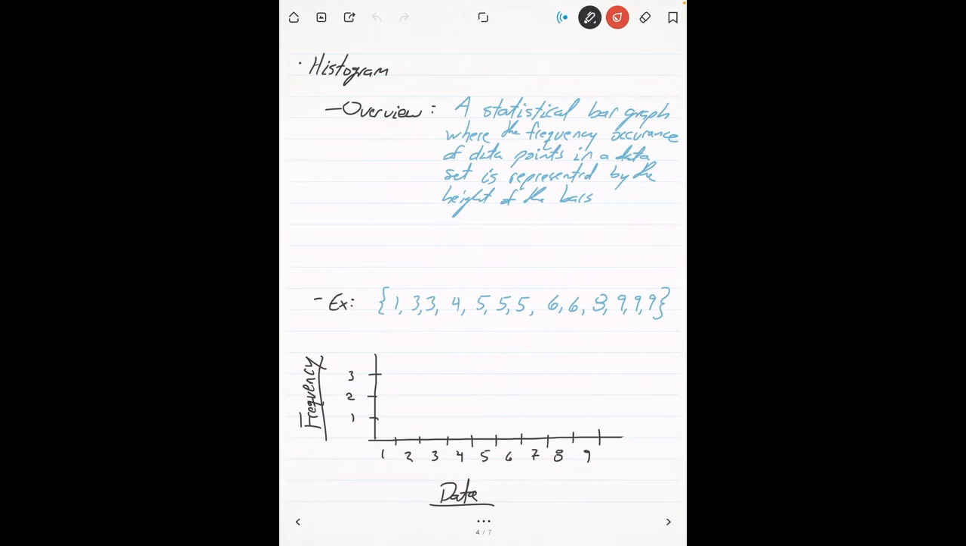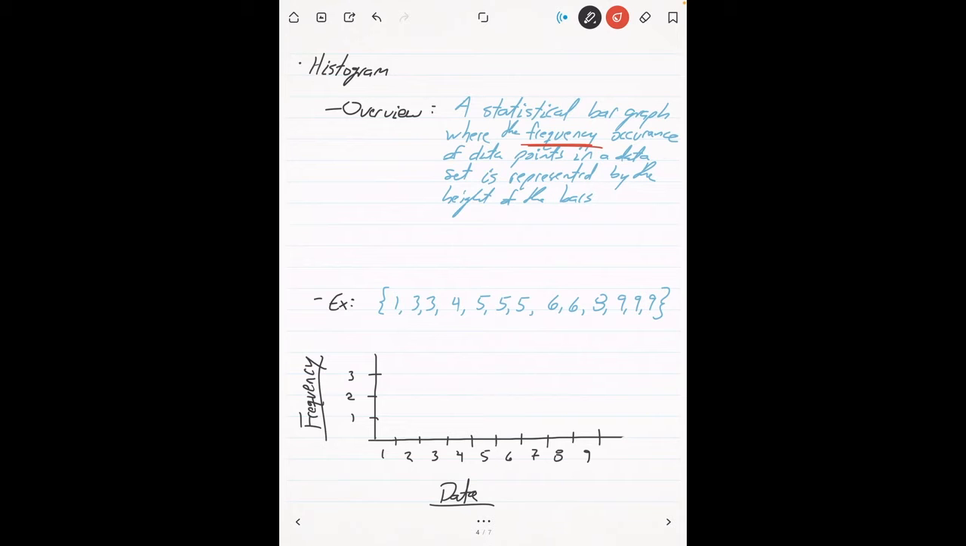Now let's change up some of our exploration to talk about a different way of representing information that you might frequently see in statistics, and that is the histogram. Now, a histogram is a more technical name for a bar graph. A histogram is a statistical bar graph, okay, keep that in mind. Now we're using bars in our data, where the frequency of occurrence of data points in a data set is represented by the height of bars. So we're using the height of bars to indicate the frequency of how often data is occurring.